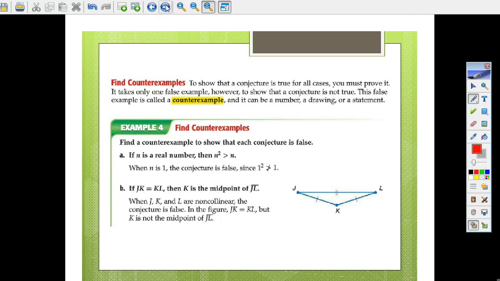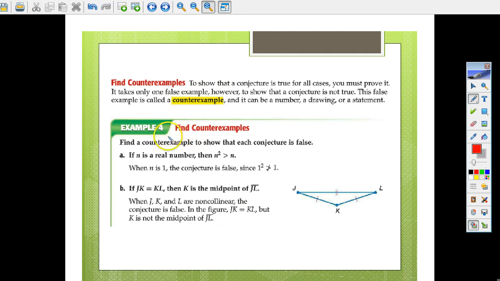Alright, welcome back. So we're going to move on to learning about counterexamples. To show that a conjecture is true for all cases, you must prove it. It takes only one false example, however, to show the conjecture is not true. This false example is called a counterexample, and it can be a number, a drawing, or a statement. So a counterexample is one example that proves it false.